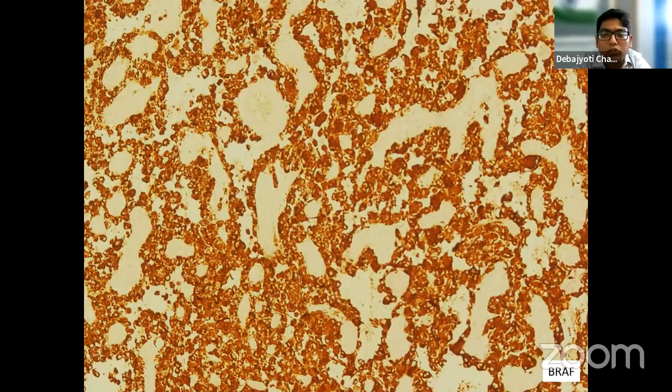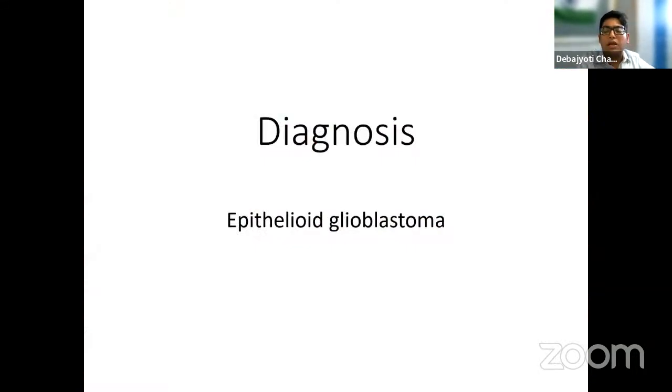So in this case, we also performed a reticulin stain, and the tumor was completely reticulin poor, and we did not come across any xanthomatoid cells or any hyaline globules to indicate underlying PXA. So ultimately we diagnosed this case as epithelioid glioblastoma.